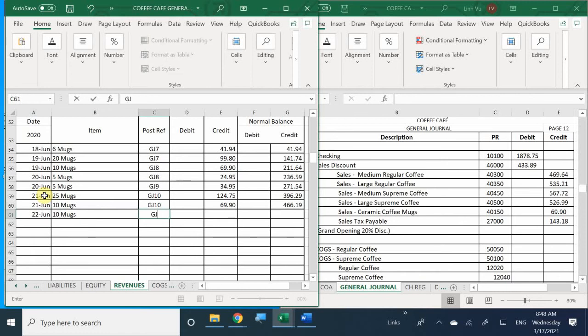General journal number 12 for $69.90. So what is my ending balance in this account? What's my ending balance in my ceramic coffee mugs? 536.09. Good.